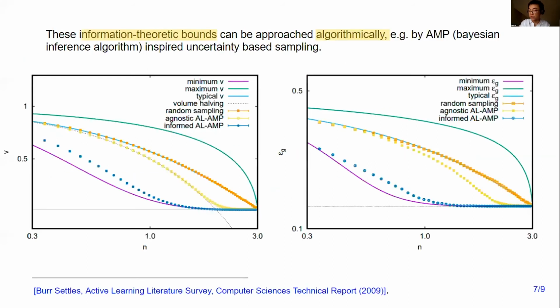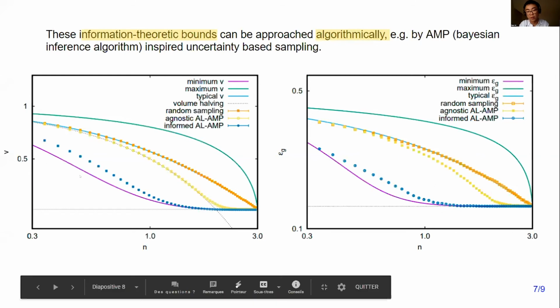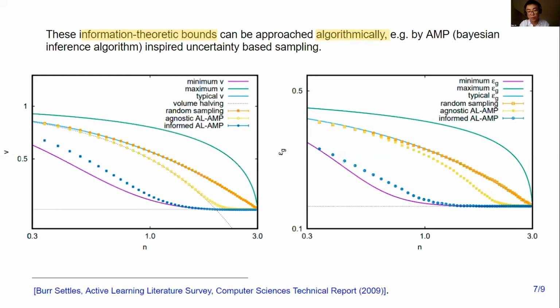So this discussion so far has been largely information theoretic, and you may wonder, can I design an algorithm that will do rather well? So there are two plots. The first one is for the Gardner volume, the second one is the generalization error. By the way, the fact that the two look pretty much the same just shows how the Gardner volume is a good proxy for the generalization error.